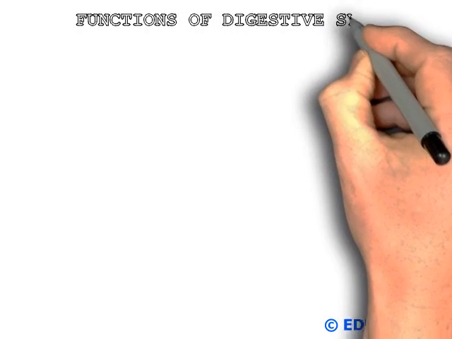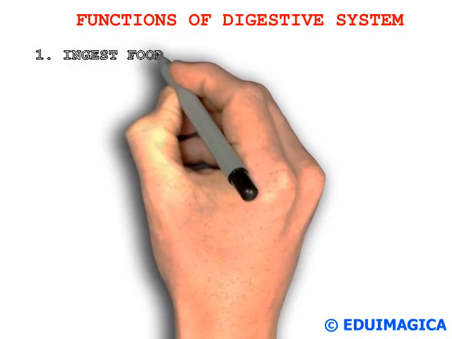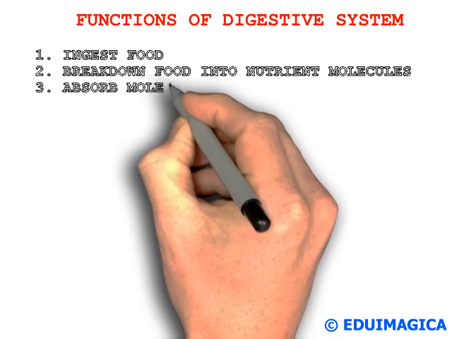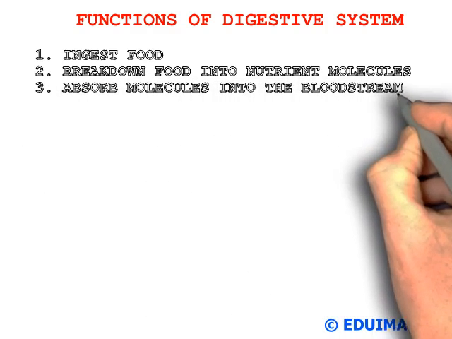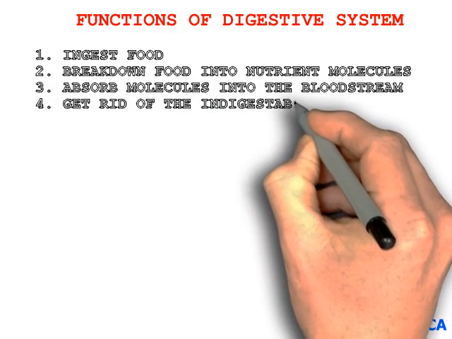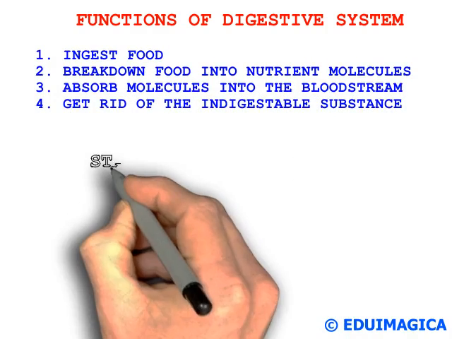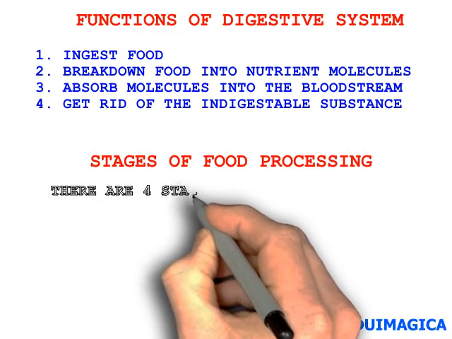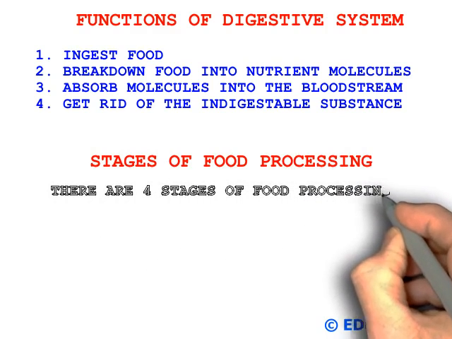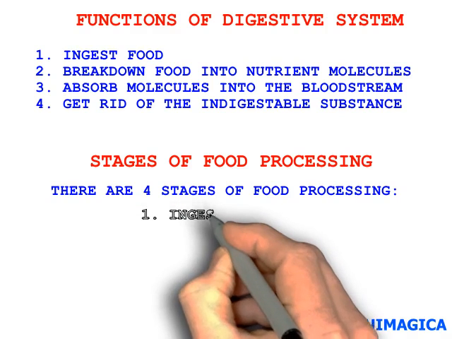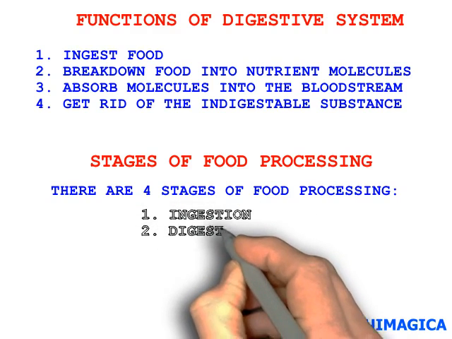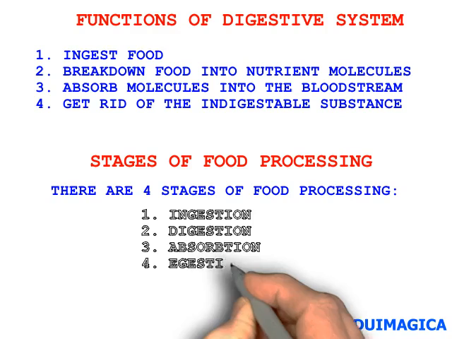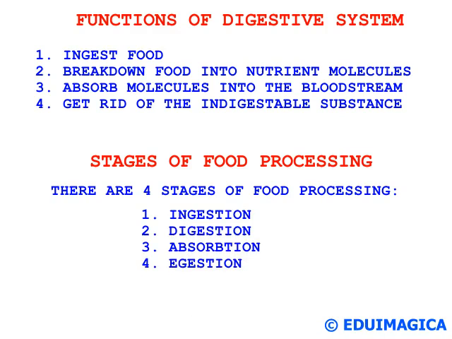Now let's talk about the function of the digestive system. The digestive system helps in the ingestion of food, the breakdown of food, and the absorption of molecules into the bloodstream for the production of energy, that is ATP. There are four stages of food processing that help in the digestion of food. We have ingestion, that is the intake of food. Then we have digestion, that is the breakdown of food. Then we have absorption, that is the absorption of food into the bloodstream. Then we have egestion, that is the elimination of food.